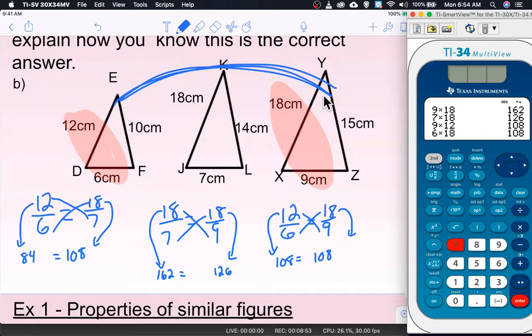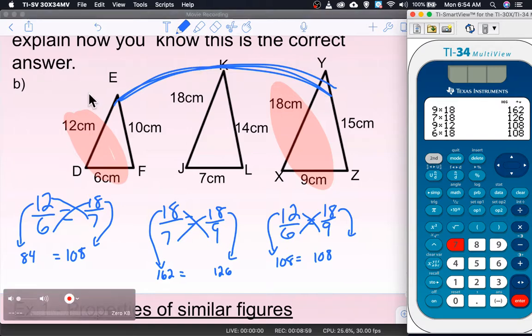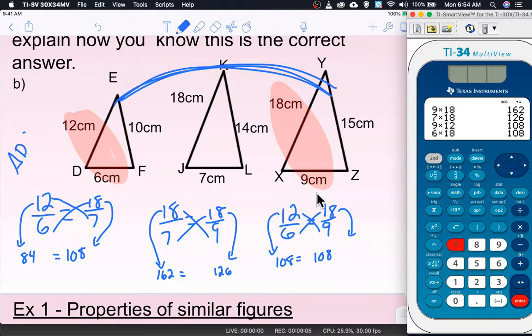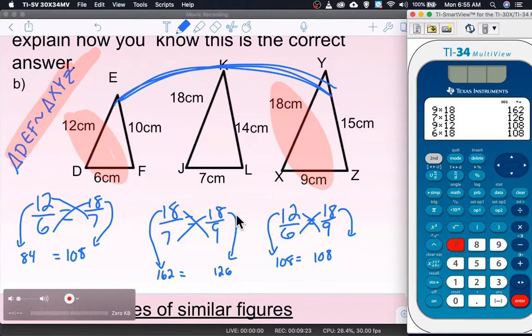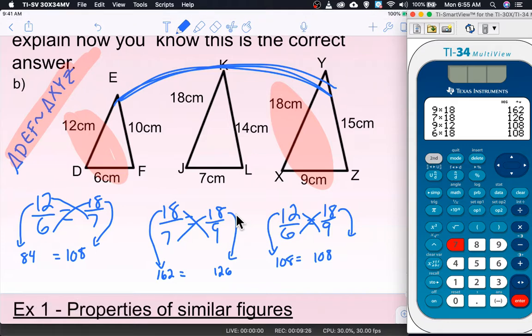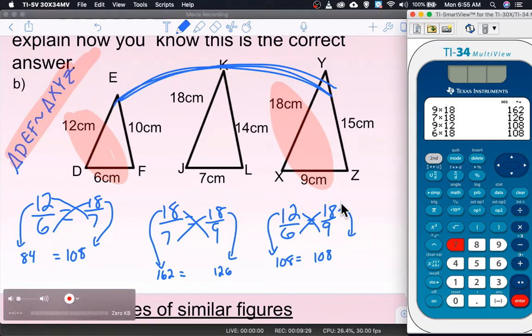So I'm trying to find a space to do it. You know what? Yeah. I'm gonna do it over here, I think. Just have to squeeze it in. So triangle DEF is similar to triangle XYZ. There. So there's our answer. And there's all the work that we had to do to figure it out. Now, when you become more experienced with this, you can start noticing some patterns that make your life a little bit easier. But for now, it's really going to be kind of guess and check.